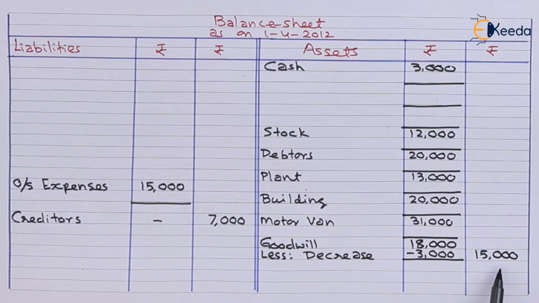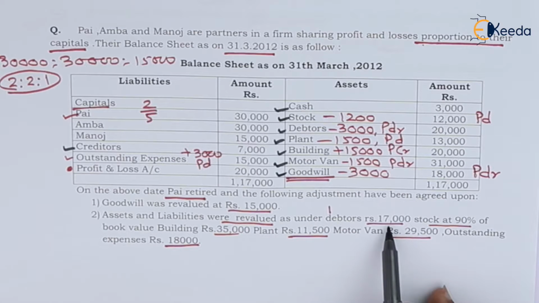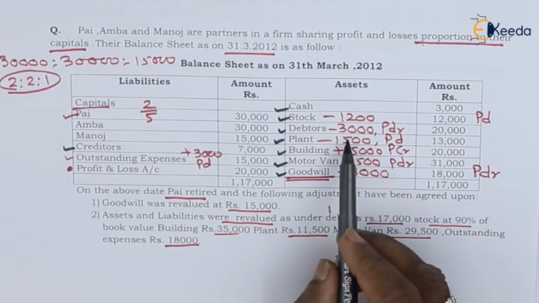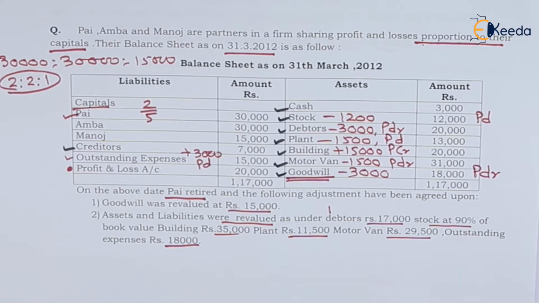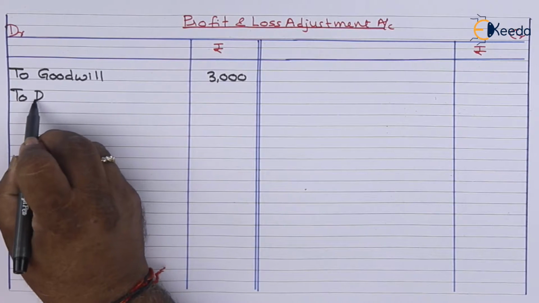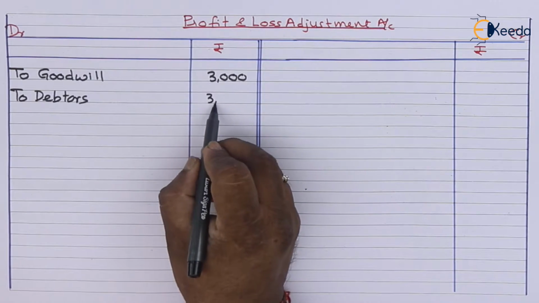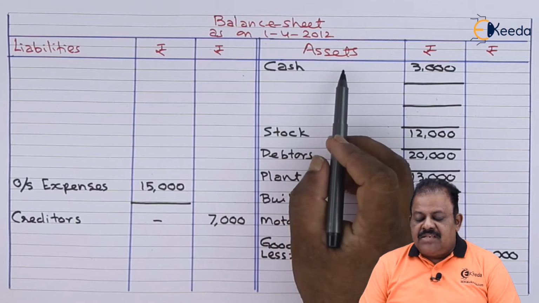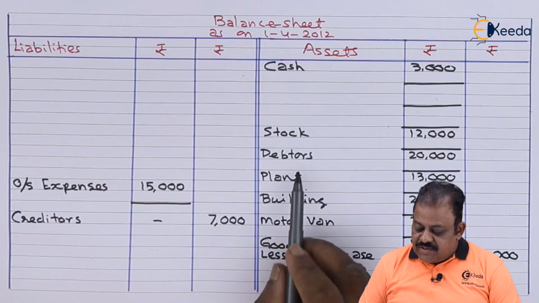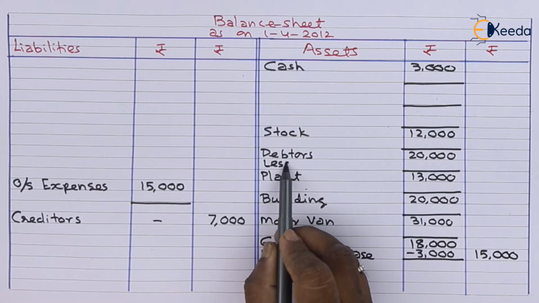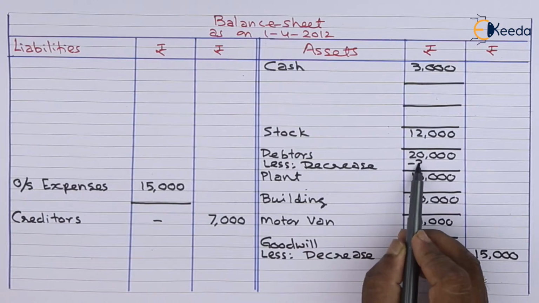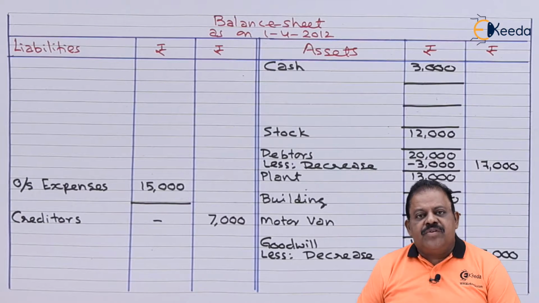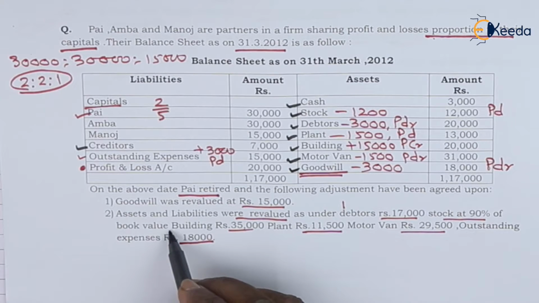This is revalued goodwill. Assets and liabilities revalued, debtors 17,000. Here debtors we have 20,000, to reduce it by 3,000. One effect, profit and loss adjustment account debit to debtors 3,000. Balance sheet asset side, from debtors we are required to reduce 3,000. Outer column 17,000.